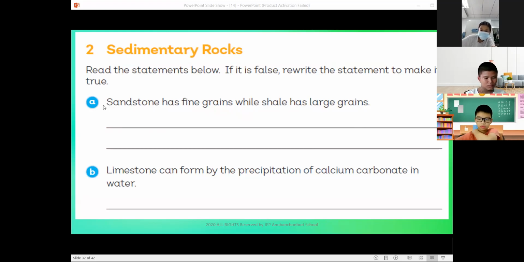So the first sentence here is: sandstone has fine grains while shale has large grains. What do you think is the correct answer? Is this true or false? Turn on your microphone. If nobody will turn on their microphone, then I will let you copy this in your notebook. Do you want that? Yes, number 14, what do you think? Is this true or false? Sentence letter A. False. So how can we make this one true?